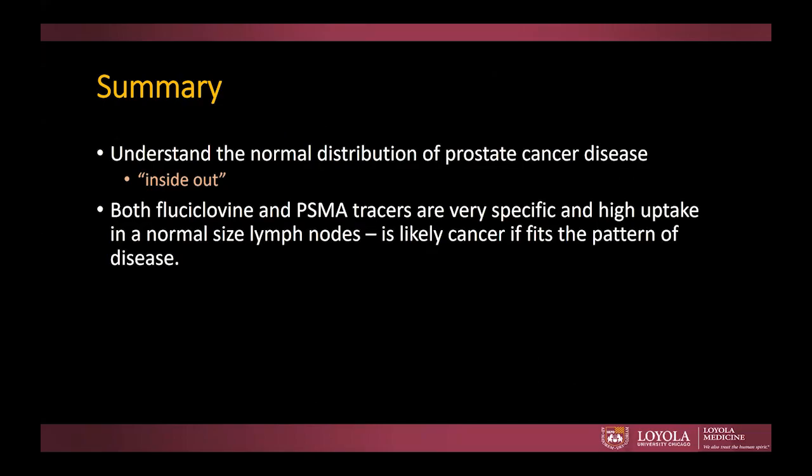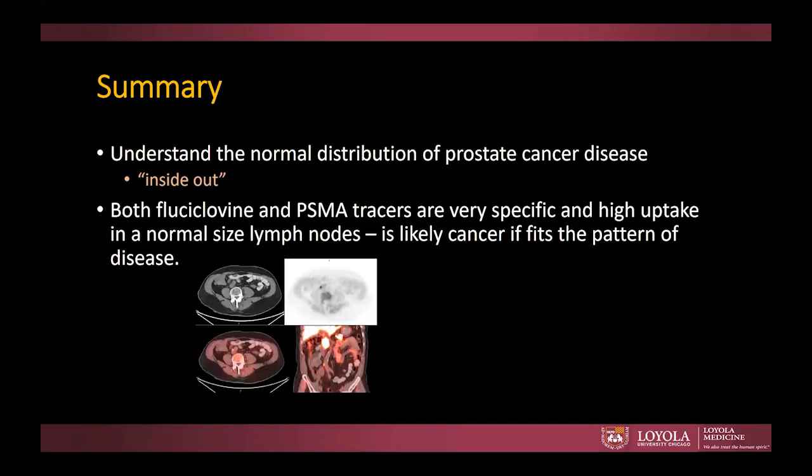So understand the normal distribution of prostate cancer disease, the concept of inside out. You want to have disease within the pelvis going out, unless the question clearly doesn't give you any other option to choose something else other than prostate cancer. Remember that both fluciclovine and PSMA tracers are very specific, and high uptake in a normal size lymph node is likely cancer if it fits the pattern of disease, such as in this example.